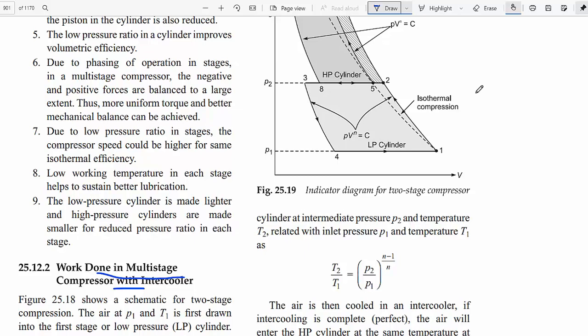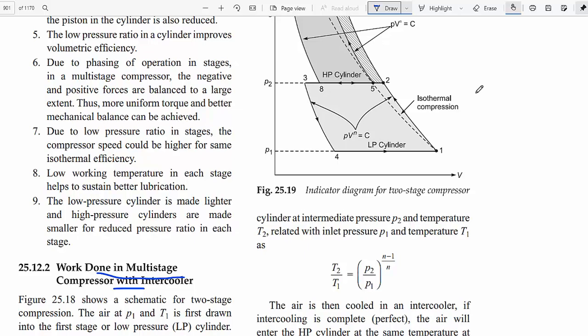In single compression, temperature rises to a very high value. At that higher value, density decreases, and due to the decrease of density, the discharge, the actual mass flow rate and the volumetric efficiency decrease. Therefore, to eliminate this loss, we introduce multi-stage compression, which means, like the HP turbine and LP turbine, here we have an LP cylinder and an HP cylinder, two compressors.